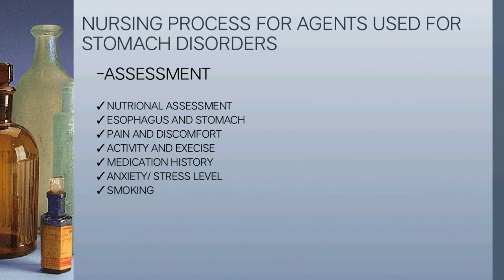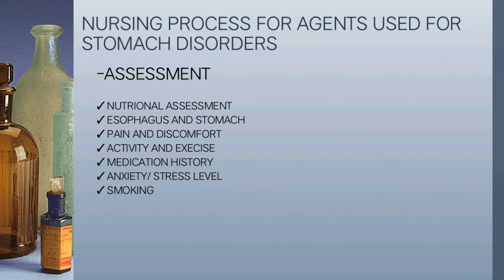In the nursing process for agents used for stomach disorders, we have the assessment. So what are we going to assess? First, we have the nutritional assessment. It is to obtain patient data about current height, weight, or any recurrent weight gain or loss, and identify the pattern of eating, like food habits or snacking habits, and if they have a guide like the food pyramid. Next, assess the esophagus and stomach.